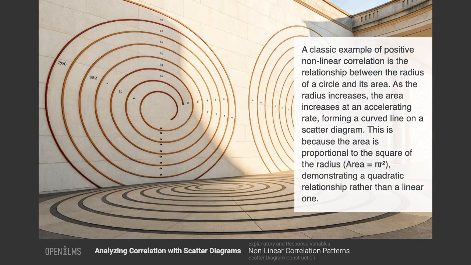A classic example of positive nonlinear correlation is the relationship between the radius of a circle and its area. As the radius increases, the area increases at an accelerating rate, forming a curved line on a scatter diagram. This is because the area is proportional to the square of the radius, area equals pi r squared, demonstrating a quadratic relationship rather than a linear one.